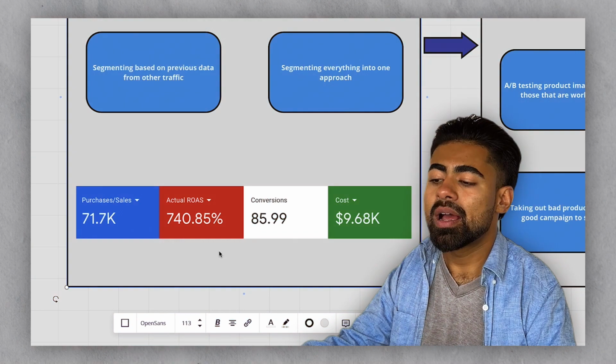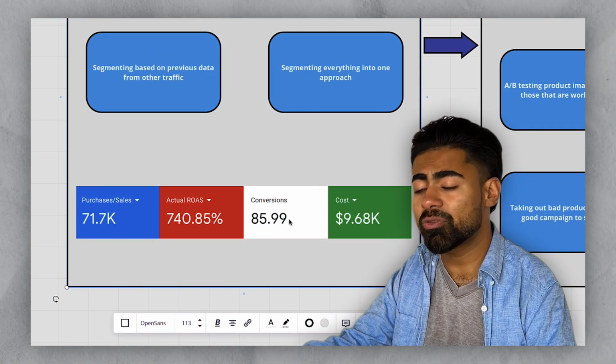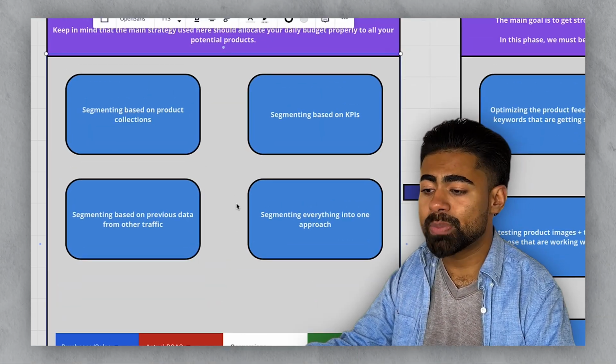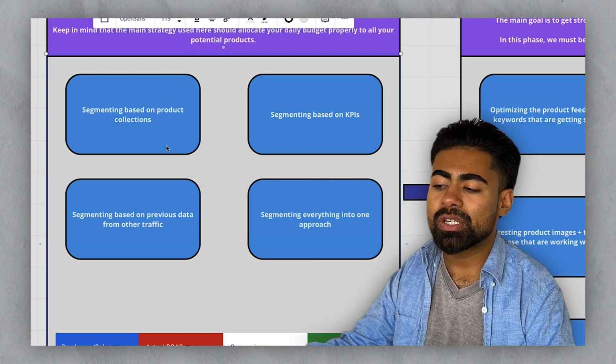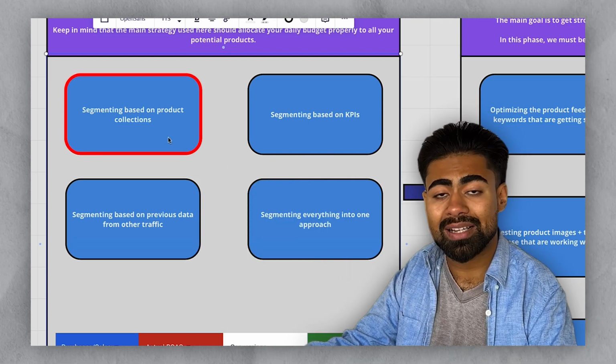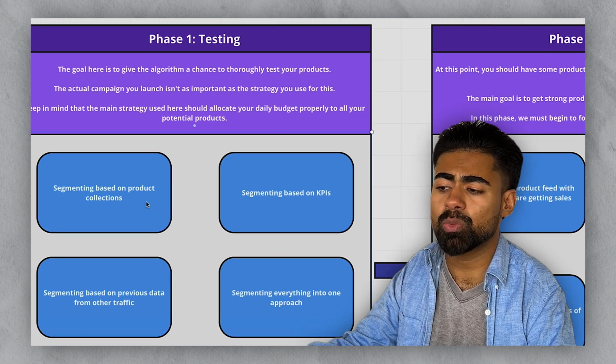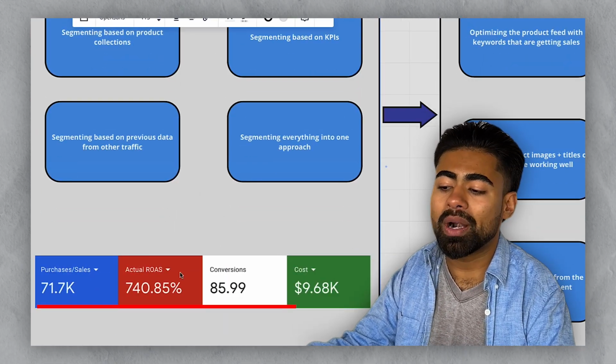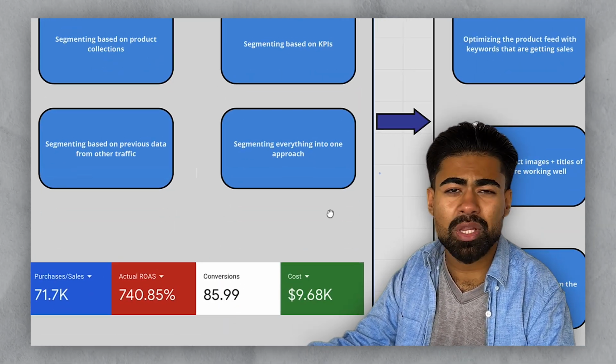It's about segmentation, but also testing strategies in terms of the campaigns themselves, as well as testing the actual products. And this account right here, which we scaled a couple of weeks ago, is a perfect example of this, because for that account, we were actually segmenting based on the certain collections that that brand has. And just within the first phase of testing, you are able to achieve results like these. But that's only the first phase.